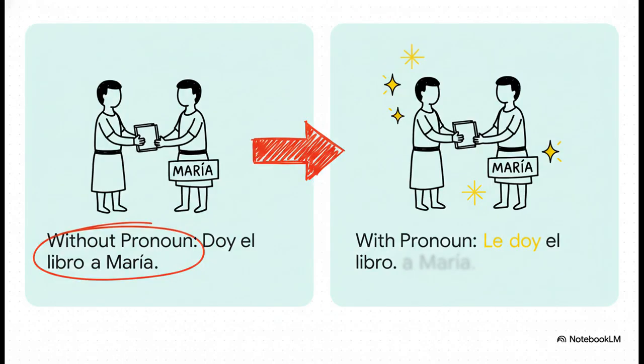And here's what that actually looks like. You could say, doy el libro a Maria, which is perfectly fine, but it's a little wordy. Instead, we can make it so much sleeker. Le doy el libro. See how le just swoops in and takes the place of a Maria? It's faster, it's cleaner, and honestly, it's how people really speak.